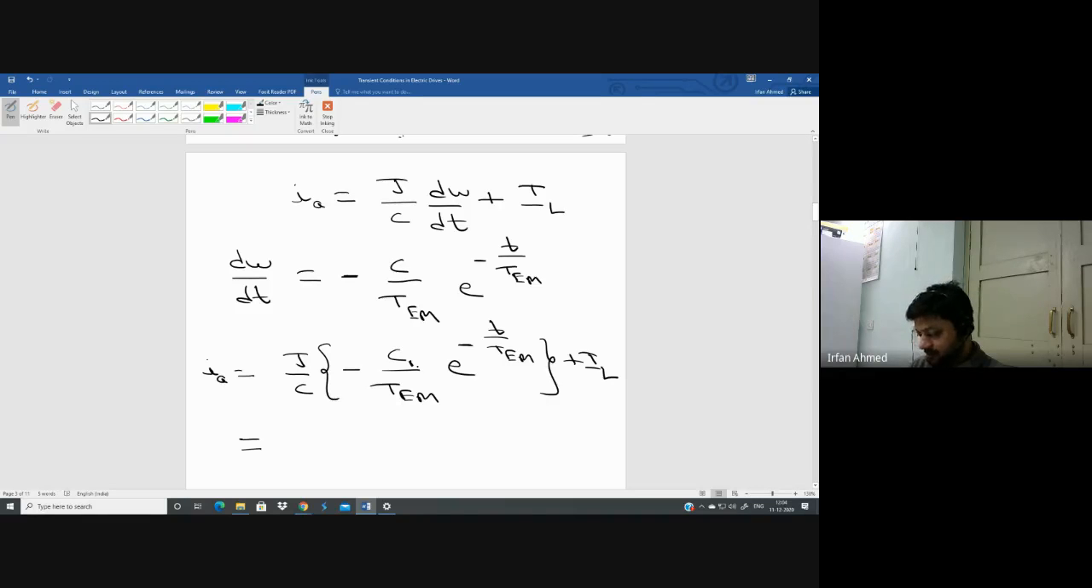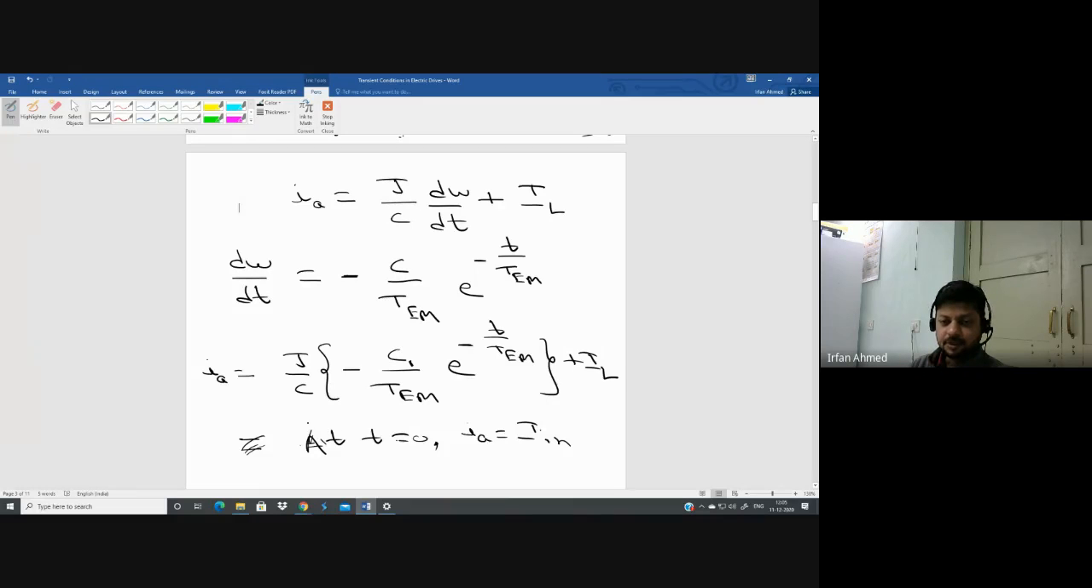IA is equal to minus J by C multiplied by C1 upon TEM e to the power minus T upon TEM plus the load current IL. Now there is a constant here, a new constant, that is C1. And this C1 can be found out by using the initial condition. What is the initial condition? The initial condition is that at time equal to 0, IA is equal to the initial current IN. Correct? At t is equal to 0, your armature current is equal to the initial current IN.